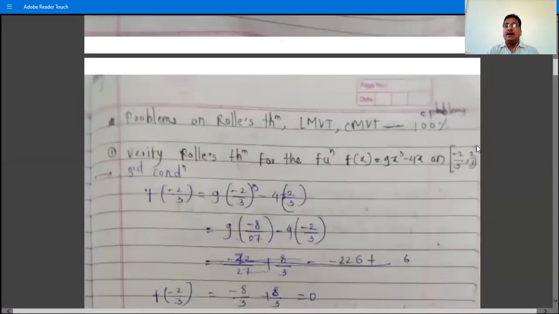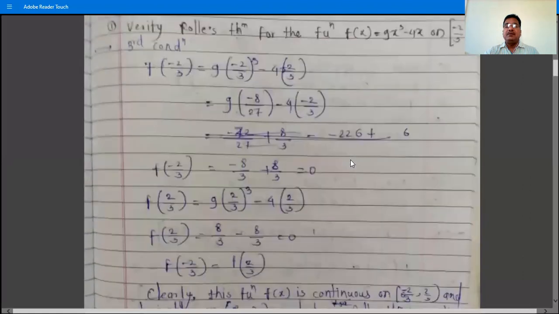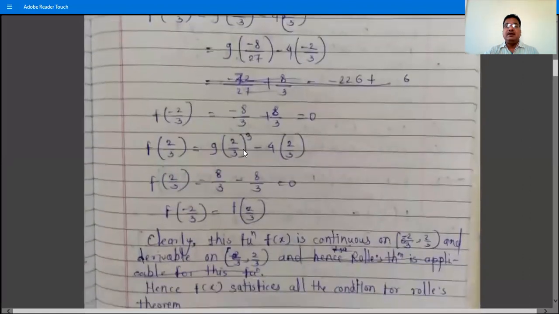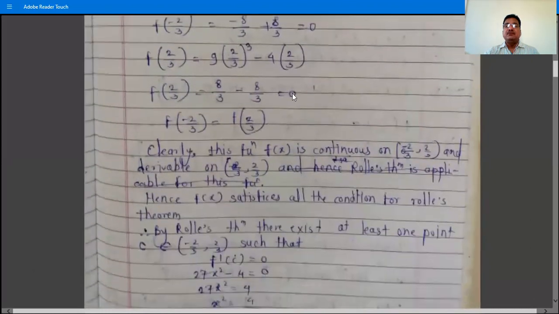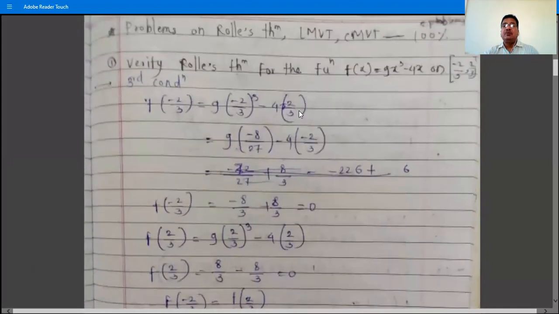Then f(2/3), the value of the function at 2/3. So we have (2/3)^3 - 4(2/3), again 8/27 - 8/3. So the answer is 0. And so what is your observation? f(-2/3) is equal to f(2/3). That is f(a) is equal to f(b).